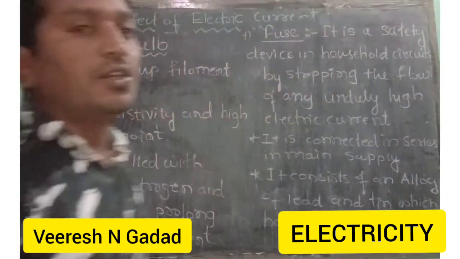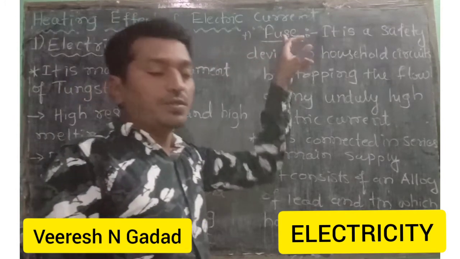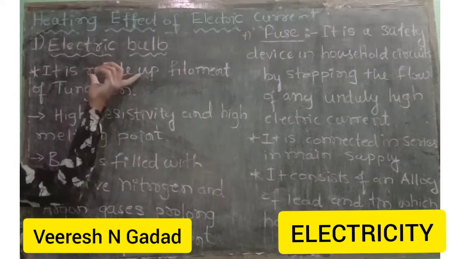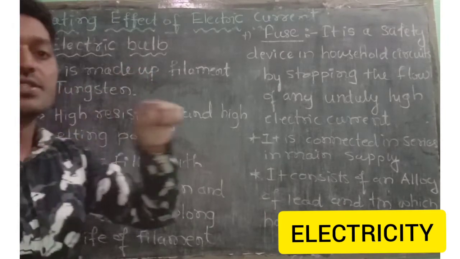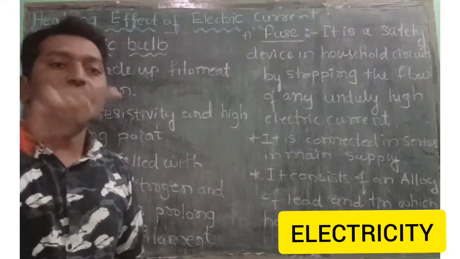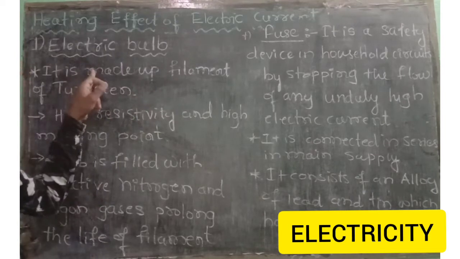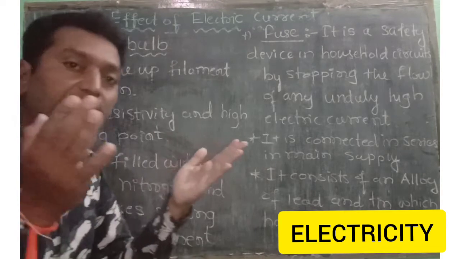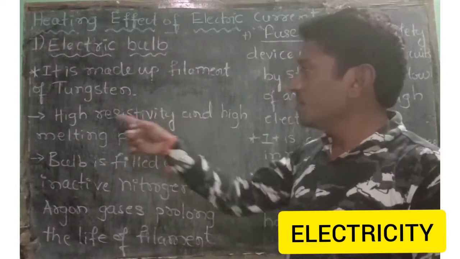Dear students, now study about the electric bulb as well as the fuse. First, the electric bulb. It is made up of a filament of tungsten. See the filament here, the thread-like structure. In a lamp you may have already seen the thread-like structure; that is called the tungsten filament in the bulb. And also the bulb is thermally isolated.